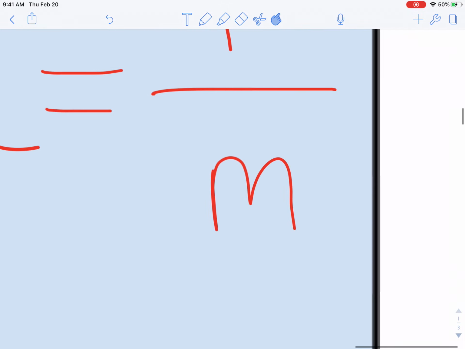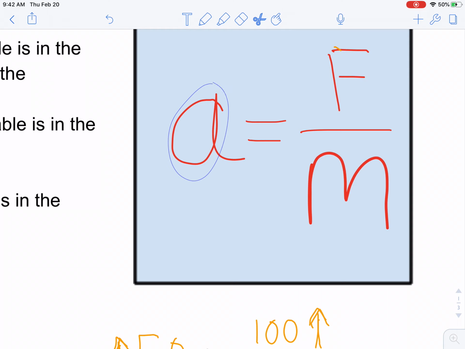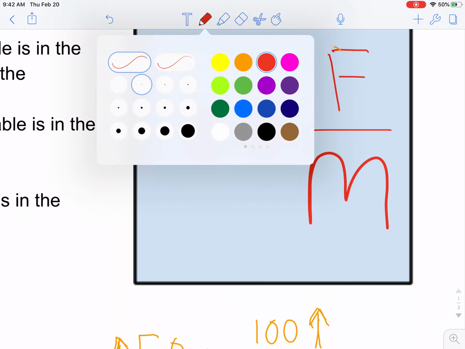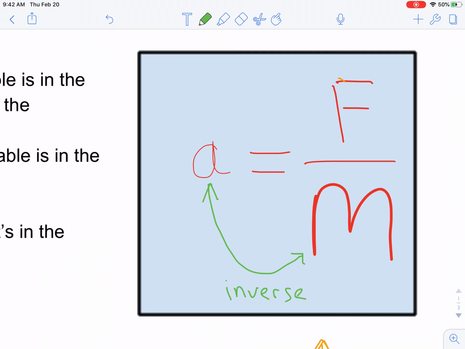If I increase the mass, I'm going to decrease the acceleration, in order for this equal sign to stay true. So these two, acceleration and mass, one's in the numerator and one's in the denominator, and this represents an inverse relationship. And we saw that in the data. Remember, when we doubled the mass, the acceleration halved. That was an inverse relationship.